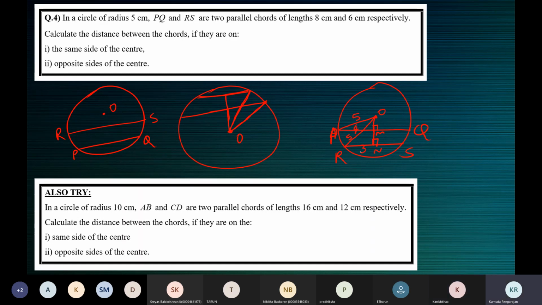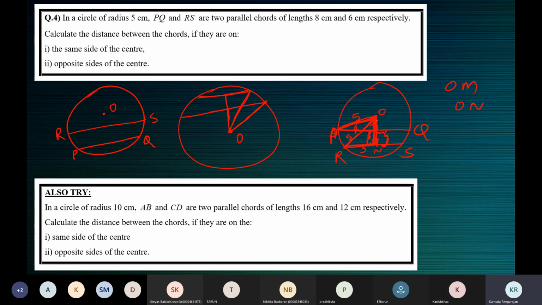How much is RN? 3, ma'am. 3. Now take up the right triangle OPM. Using Pythagoras theorem, you can find the length of which line segment? OM. Then take the other right triangle ORN. Using Pythagoras theorem, you can find ON. Now what is the question? Find the distance between the two chords. This is the distance between the two chords.